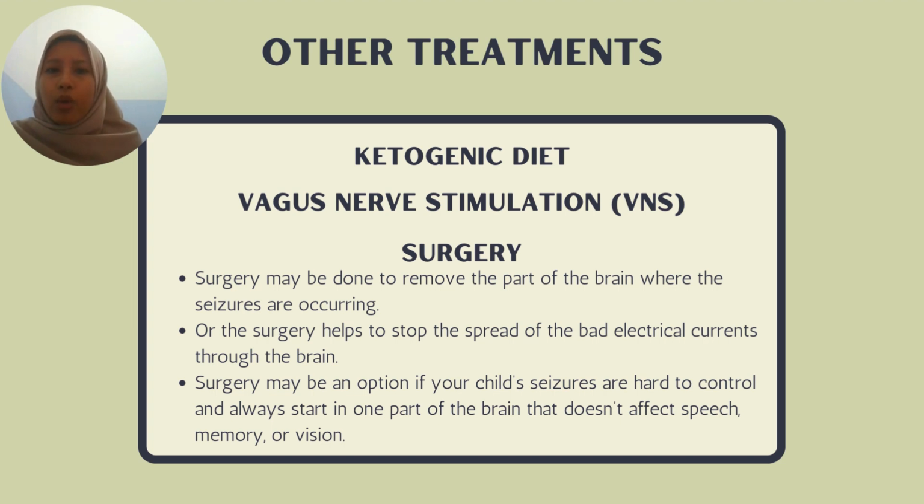If your child is age 12 or older and has partial seizures that are not controlled well with medicine, VNS may be an option. And the last one is surgery. Surgery has been shown to be effective by reducing the seizure focus of the brain, particularly in complex partial seizures arising from the mesial temporal lobe. Surgery may be done to remove the part of the brain where the seizures are occurring, or it helps to stop the spread of the bad electrical currents through the brain. Surgery may be an option if your child's seizures are hard to control and always start in one part of the brain that doesn't affect speech, memory, or vision.